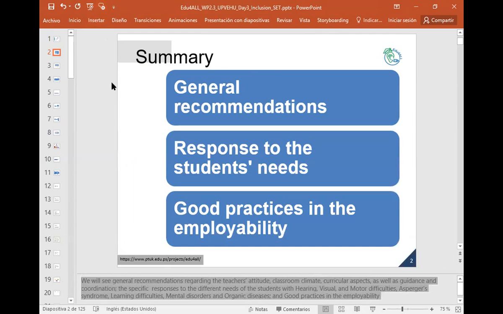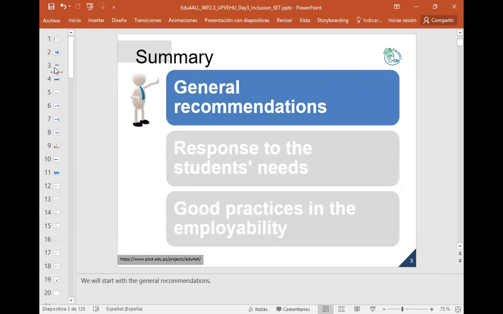We will see general recommendations regarding the teacher's attitude, classroom climate, curricular aspects, as well as guidance and coordination, the specific responses to the different needs of the students with hearing, visual, and motor difficulties, Asperger's syndrome, learning difficulties, mental disorders and organic diseases, and good practices in the employability. We will start with the general recommendations.